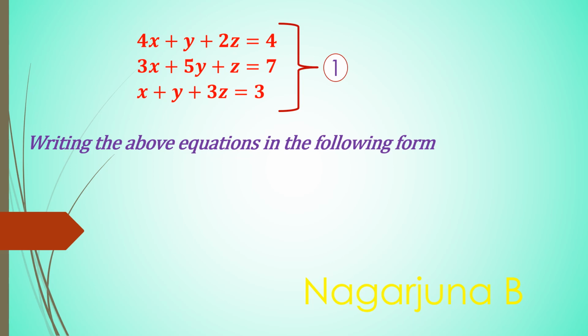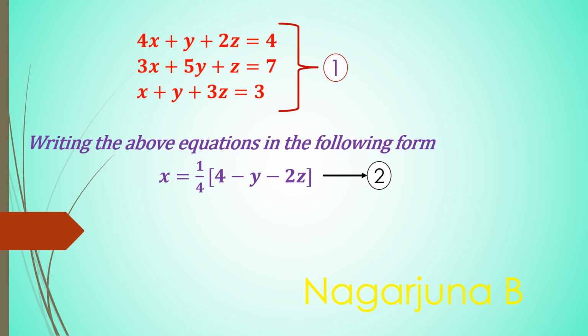Consider the first equation 4x plus y plus 2z is equal to 4. From this we need to calculate the value of x. Therefore, first what we can write is 4x is equal to 4 and taking the other terms to the right hand side, it will be minus y minus 2z. That is 4x is equal to 4 minus y minus 2z. Since we want the value of x, we can write x is equal to 1 divided by 4 into 4 minus y minus 2z and call this equation number 2.